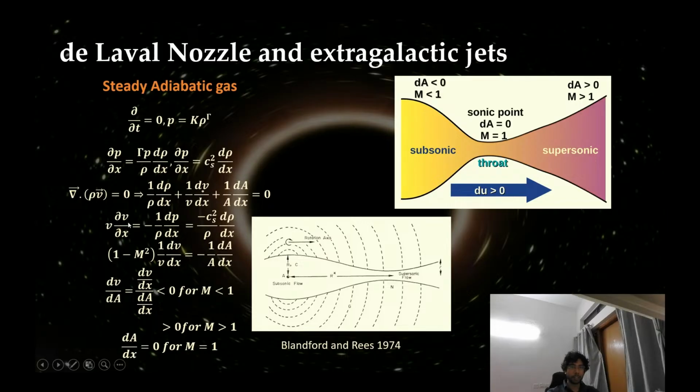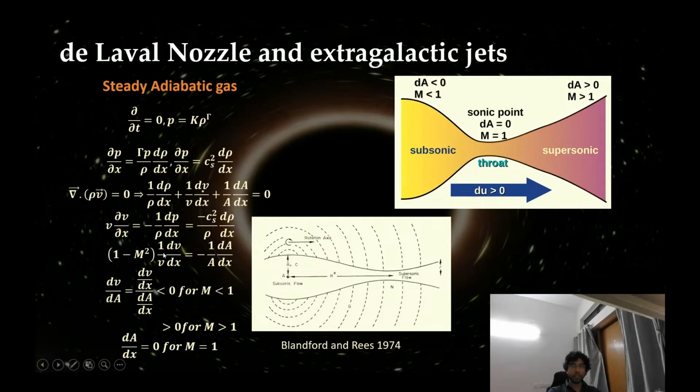And from these two equations, we arrive at this equation, right? What you do is you just replace this d rho dx with minus 1 by v dv dx minus 1 by A dA dx. You replace this d rho dx with this term, and you obtain this equation. So this is M, which is the Mach number, v squared by c squared, and (1 minus M squared) times 1 by v dv dx equals minus 1 by A dA dx, right?